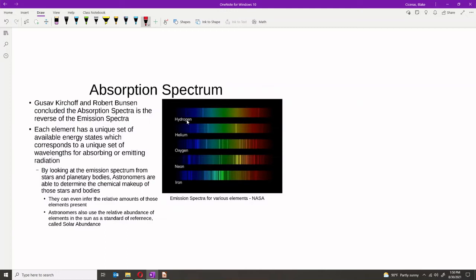And then they can use that relative abundance of elements in the sun as a standard reference, and we call that the solar abundance. So the big thing to get out of this is scientists use the absorption spectra to figure out what kind of elements are out there, because every single element is going to have a specific absorption spectra, which is kind of interesting. Well, I think it's interesting. Hopefully you find it the same. But kind of a fun little thing there.